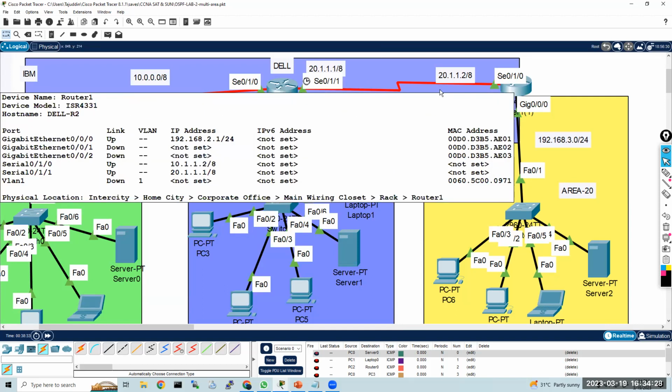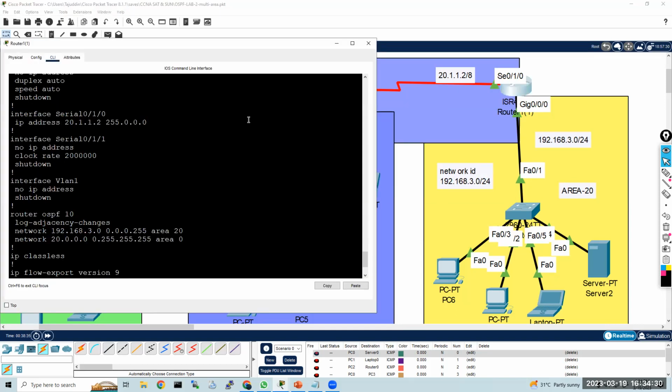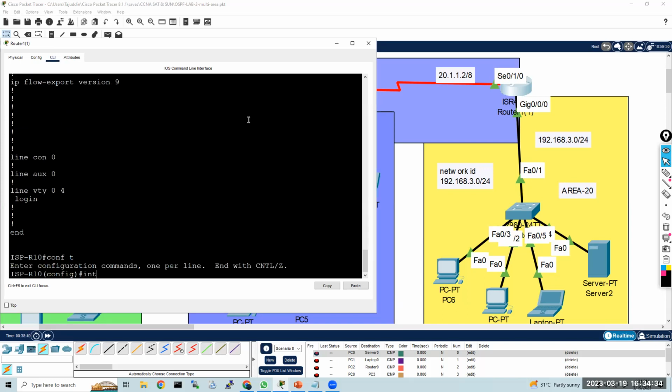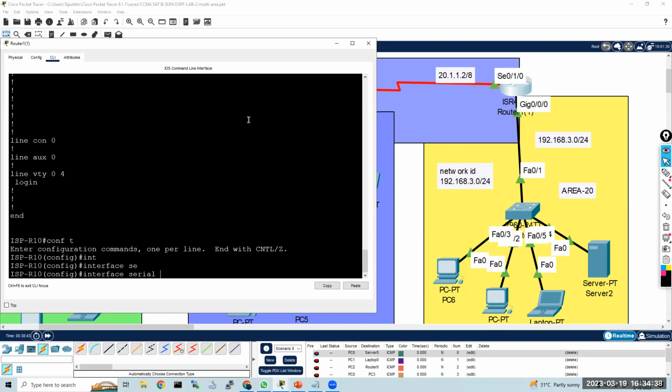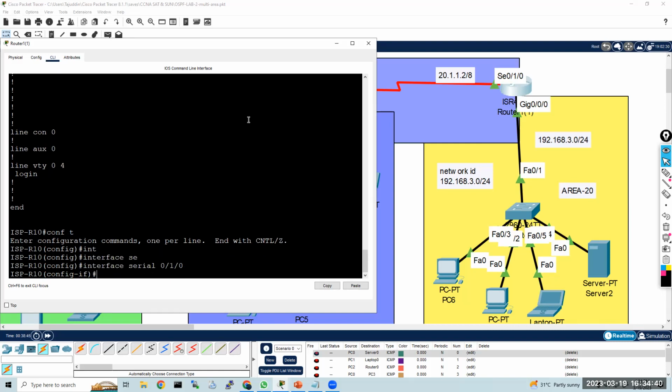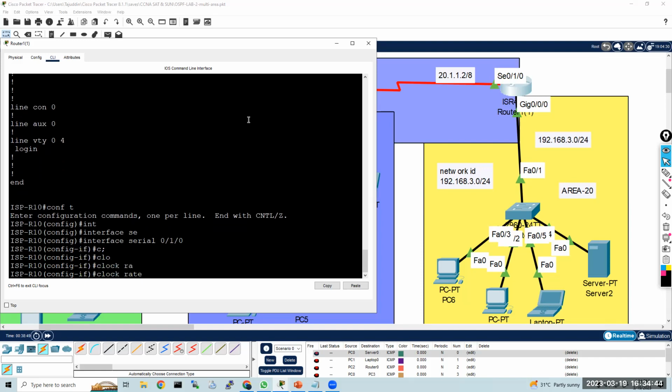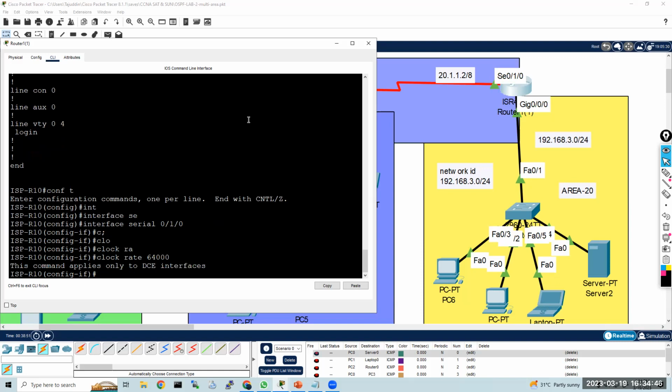But we didn't use the... Okay, I'll give the clock rate if you want. It will not accept. Let me show you that. No, it will accept because there are two types of serial interface. We use the normal one with clock rate 64,000. Okay, see, not accepted. Yes, this command is applicable only for DCE interface.